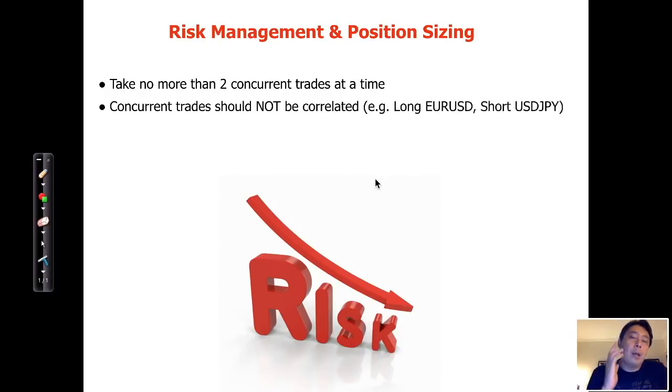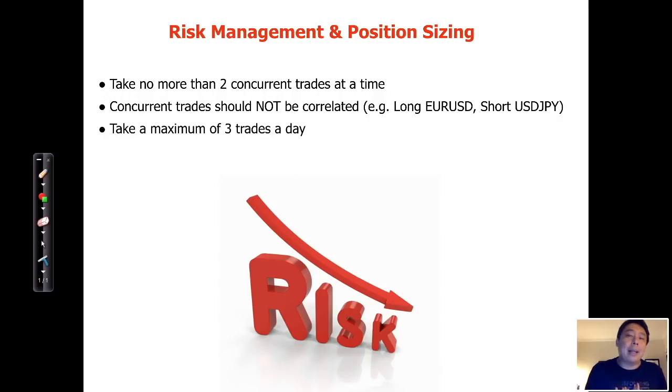And if I am taking 2 trades at the same time, they cannot be correlated. What do I mean? For example, if I go long EUR/USD, what does it mean? It means I'm bullish on the Euro and bearish on the dollar. And if I take another trade and I'm shorting USD/JPY, which means now I'm bearish on the dollar, okay, I'm bullish on the yen. Both trades are correlated, because over here I'm bearish on the dollar, right? And I'm also bearish on the dollar. So if the dollar goes up, both trades will lose. That's not a good idea, right?